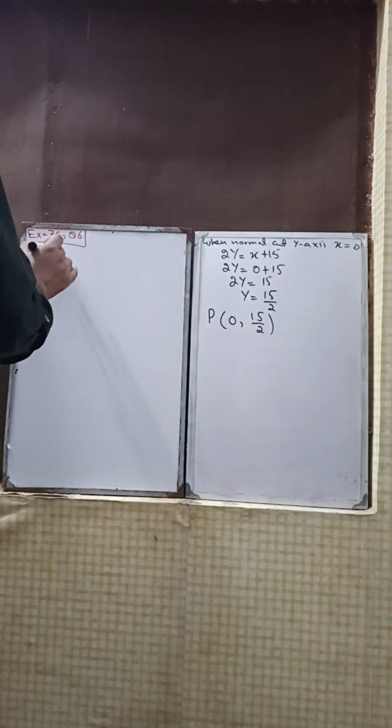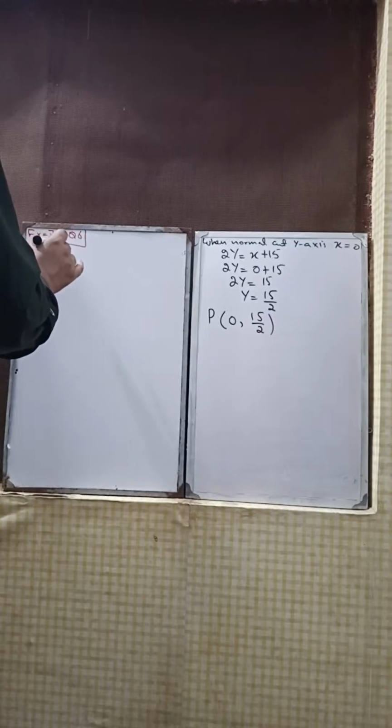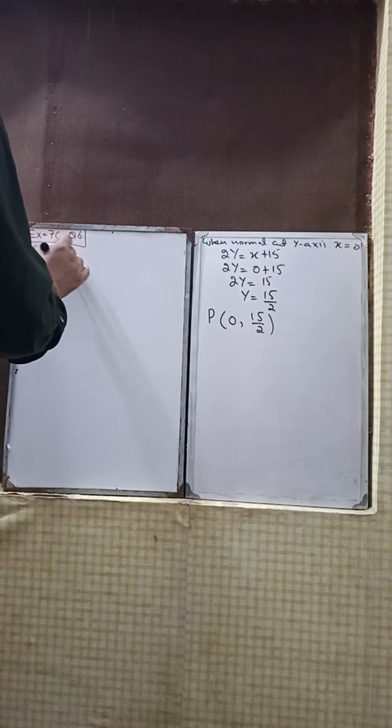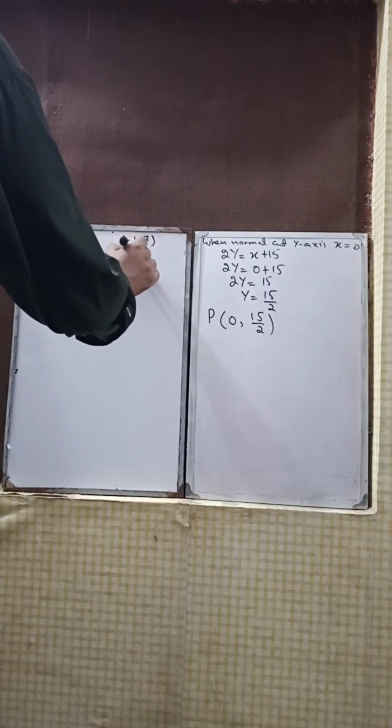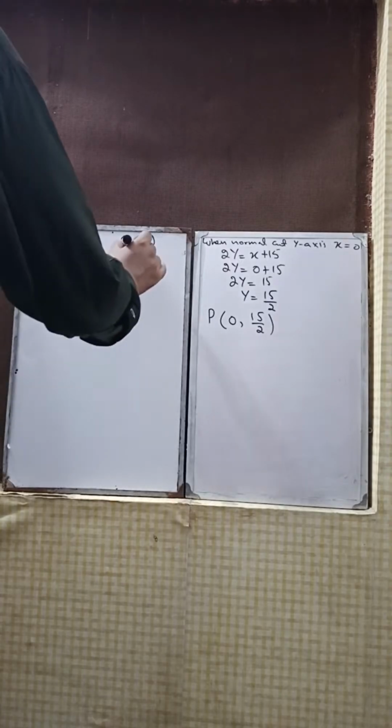Okay, so here in question number 6, y = 5 - 3x - x². This is the equation of the curve. We have to find the equation of the tangents at the points. There are 2 points given: one is (-1, 7), and another point is (-4, 1).